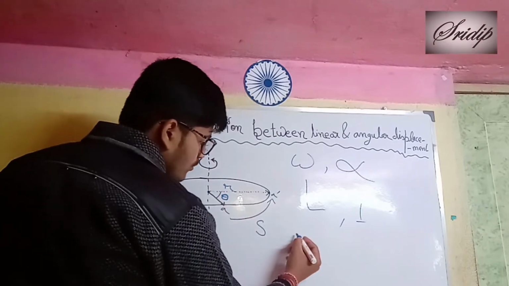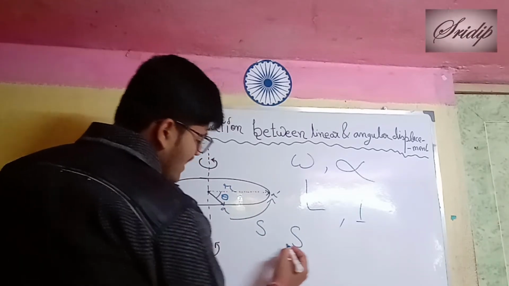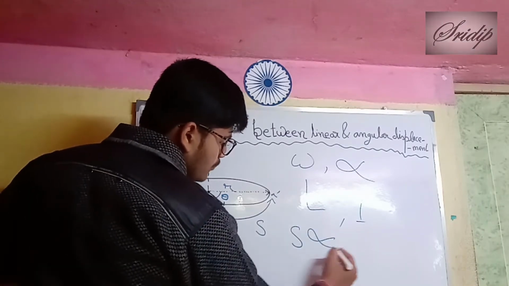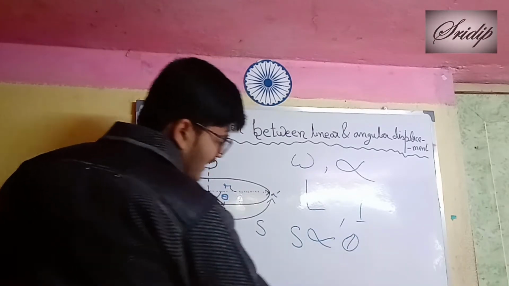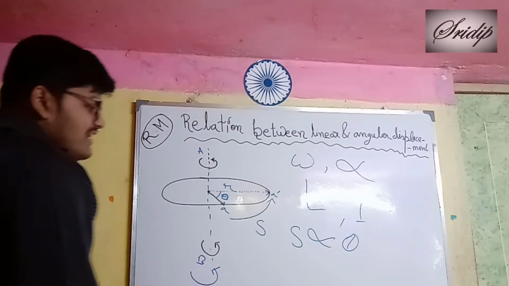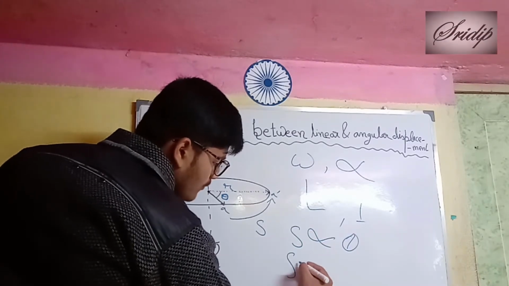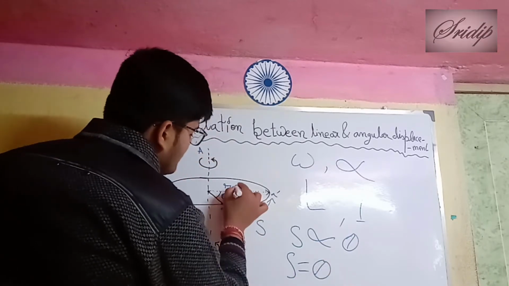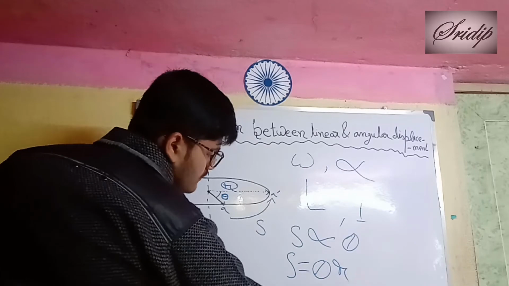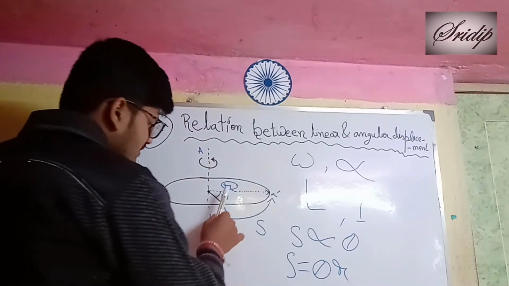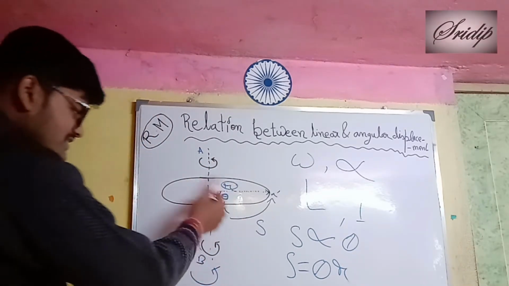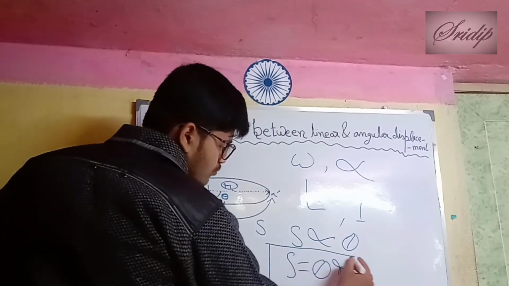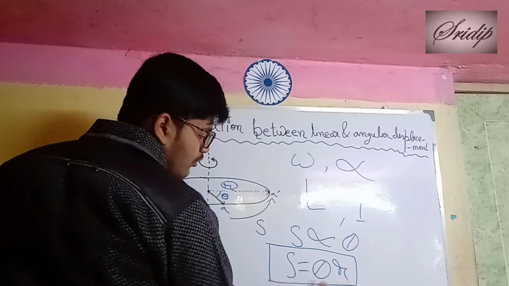We know that these are both time dependent quantities, and this S is directly proportional to theta. If we remove this proportionality sign, we will get a constant, and this constant is nothing other than r. Because if this r remains constant in this entire system of rotation, then only we will get this result, the relation between these two, that is S is equal to theta r, or S is equal to r into theta.